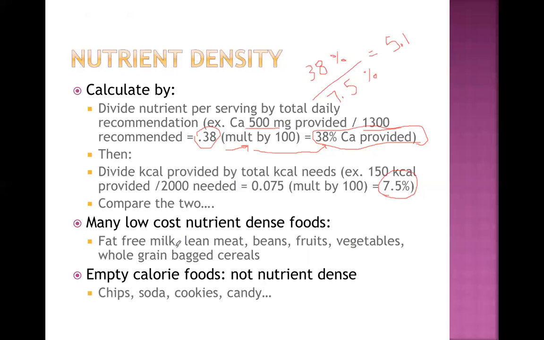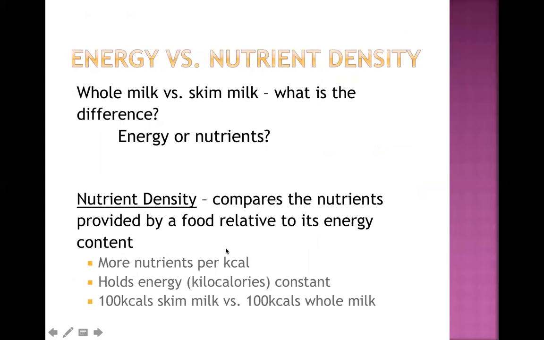Examples of some nutrient-dense foods, which would be considered healthy foods: fat-free milk, lean beans, fruits, vegetables, whole grain cereals. And then empty calorie foods: chips, sodas, cookies, candies, etc. Energy versus nutrient density. We just looked at nutrients specifically. We can also look at calories, or energy density. So let's do that.